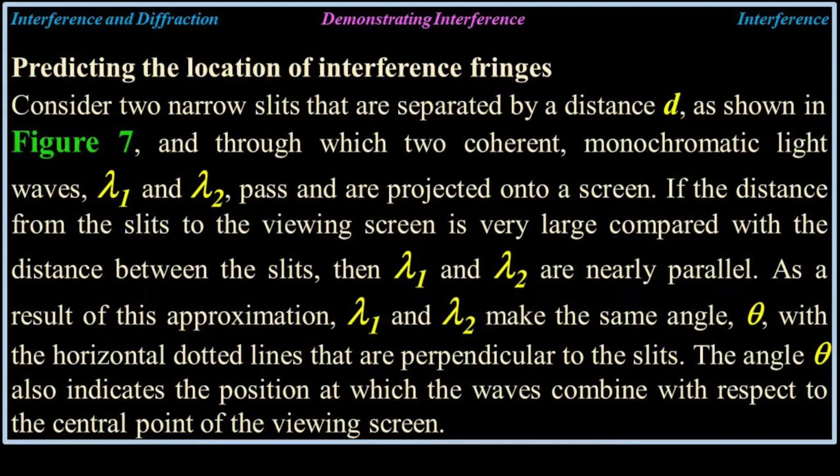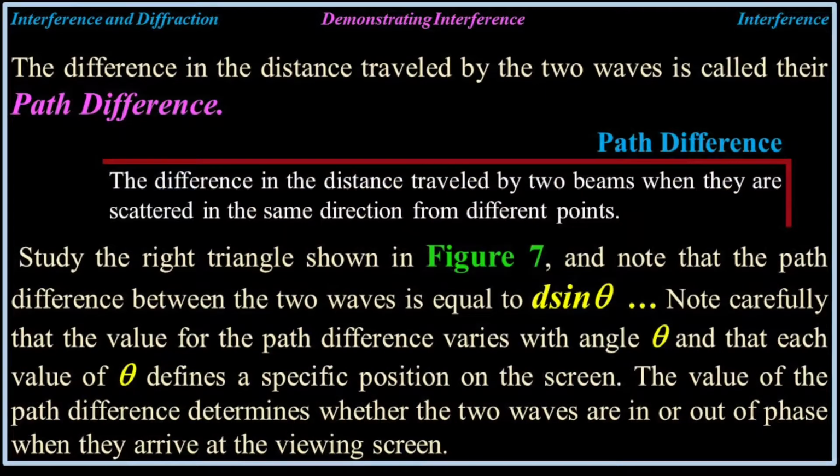As a result of this approximation, lambda 1 and lambda 2 make the same angle theta with the horizontal dotted lines that are perpendicular to the slits. The angle theta also indicates the position at which the waves combine with respect to the central point of the viewing screen. My recommendation here for this slide is to put things on pause, rewind, and watch it again, and look at some of the figures as you read it again.